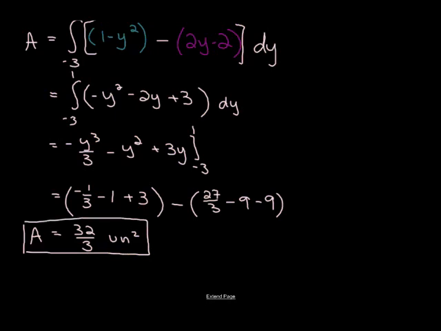Okay, so that is the general idea of how you set up if you want to have horizontal rectangles instead of vertical rectangles. In the next video, I'll show you how to calculate the area when you have multiple areas formed by your two curves. We'll see you then.